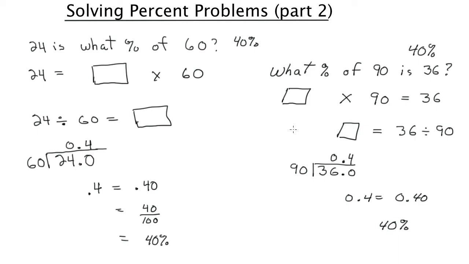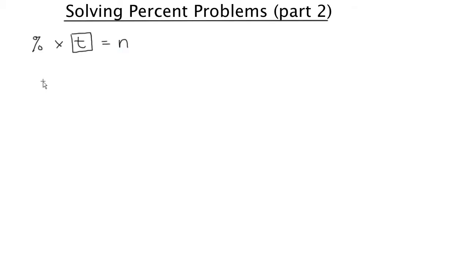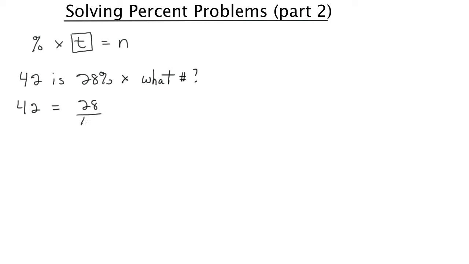Right, we're going to do one more problem. So in this next example, we are given a percentage. We are given the number, but we are not given the total. We need to find the total. So an example of this is 42 is 28% of what number? We translate that. 42 is 28%, or I could have written 0.28 of something.